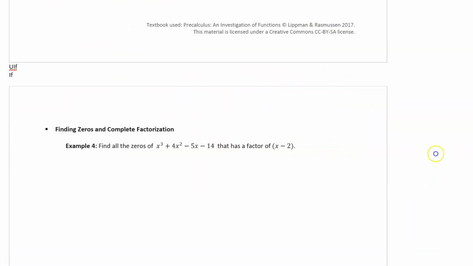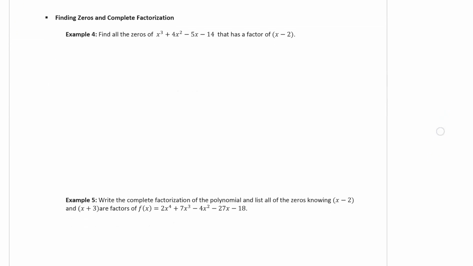Let's go on to this next concept, finding zeros and complete factorization. So in step 4, what we want to do is find all the zeros of x cubed plus 4x squared minus 5x minus 14 that has a factor of x minus 2. So knowing what we know about polynomials, we know that since the highest degree is 3 here, that will be at most how many zeros I get.